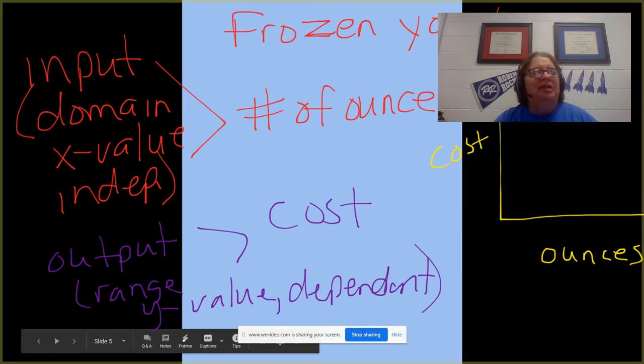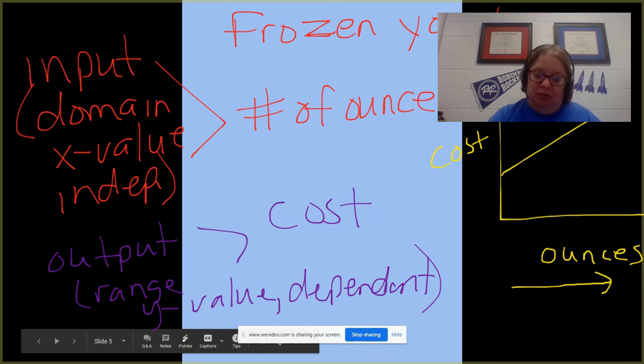Is this going to be an increasing or decreasing function? What do you think? As the number of ounces increases, as we move from left to right on this graph, as the x values increase, what happens to your cost? The more ounces you have, it goes up. Okay, so this is an increasing function.